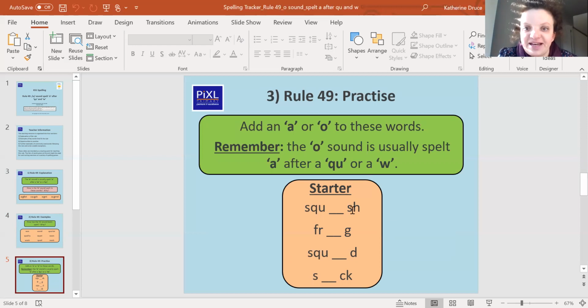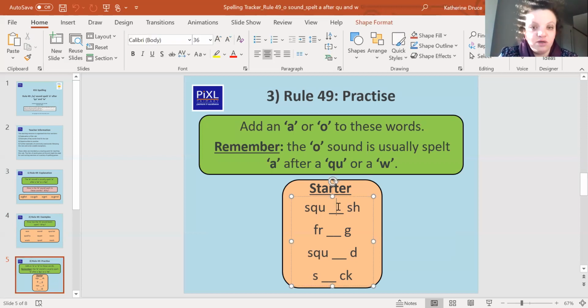Okay, well done. Fantastic. Let's hope you got them all right. So, squash. My O follows my QU, so I'm going to put an A in there. Frog. It doesn't follow a QU or a W, so it's going to be an O. Squad, it's following my QU again, so I'm going to put an A. And sock, it's following an S, not a QU or a W, so I'm going to put an O.